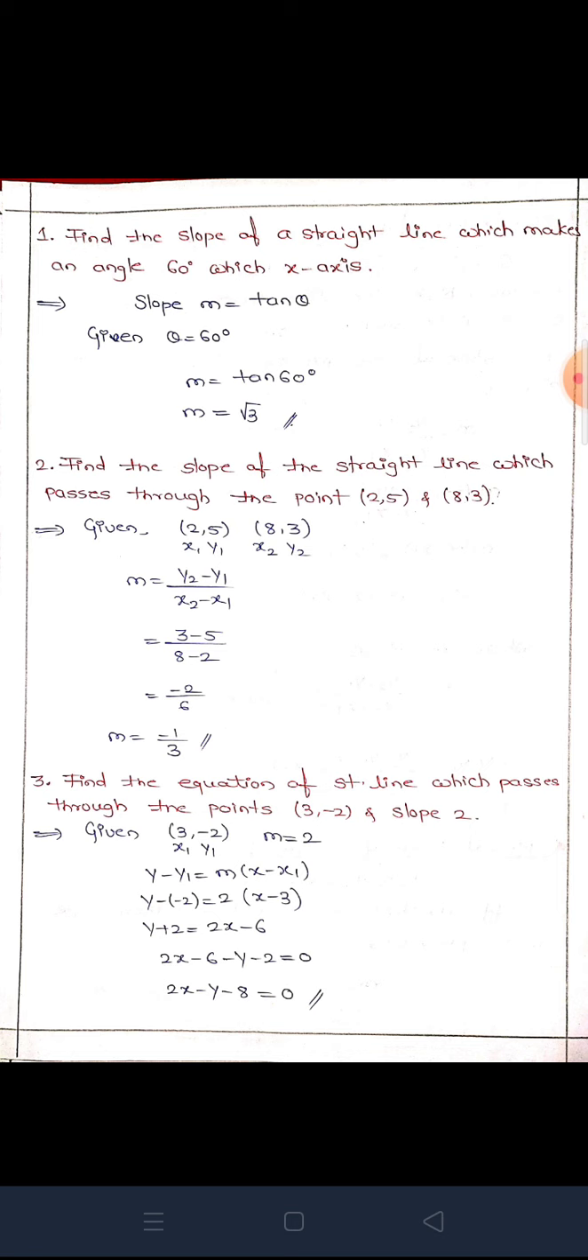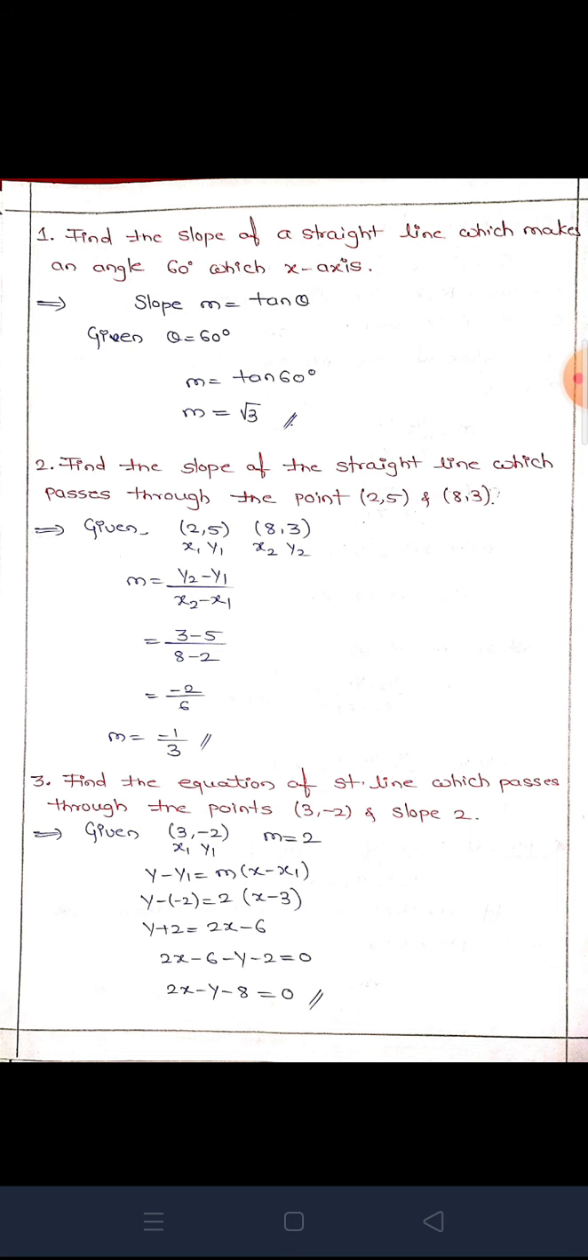Now bring all terms to the RHS. So 2x minus 6. Here you have plus y; when shifting to the RHS, it becomes minus y. Plus 2 becomes minus 2, is equal to 0. So it is 2x minus y minus 8 is equal to 0. If they have given one point and slope, you have to use y minus y1 is equal to m times (x minus x1).